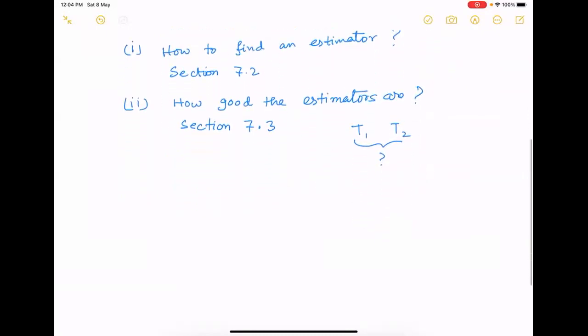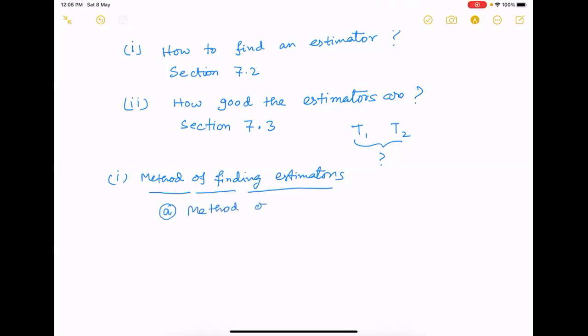So today mostly we will focus on finding estimators. Okay, so the first topic is methods of finding estimators. Okay. In the book, there are 4 methods. In Casella and Berger, 4 methods are given. First is the method of moments.